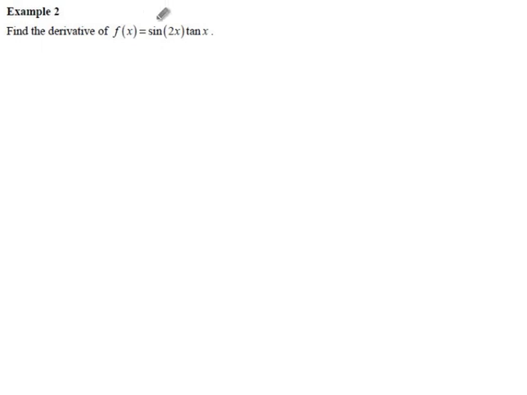Find the derivative of sine 2x tan x. Okay. Now when they say that, they mean sine 2x times tan x, which means this is a product, which means we're going to be using the product rule when we differentiate it.